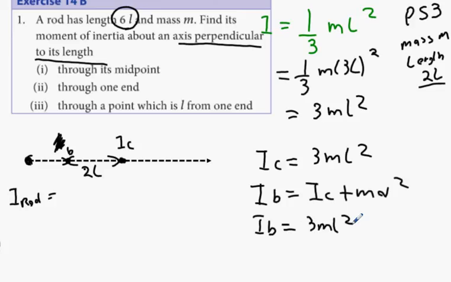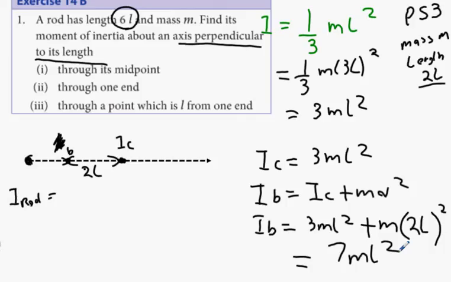Now what is the mass of the object? Mass of the object is m, isn't it? So plus m. What is the distance from the axis I'm currently talking about, which is going into the board, compared to the central axis I was using? What's the difference? 2l. Add them together, you get 3ml squared plus 4ml squared to give me 7ml squared.